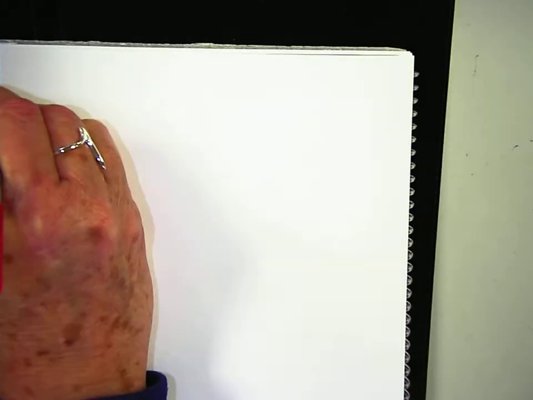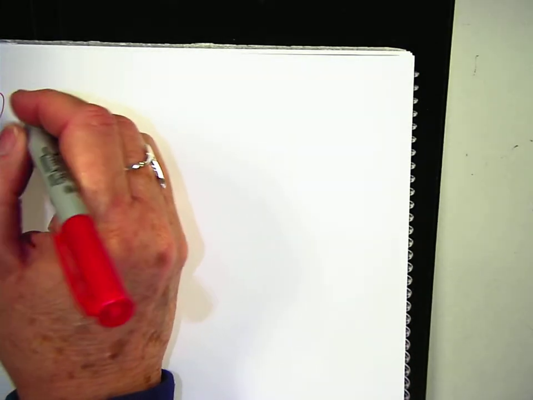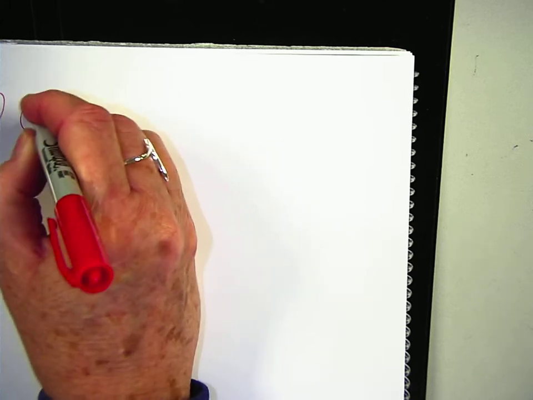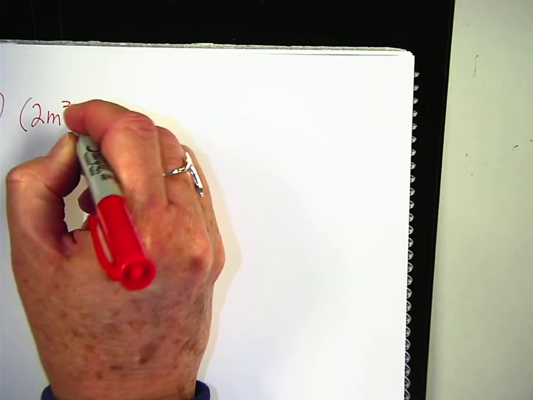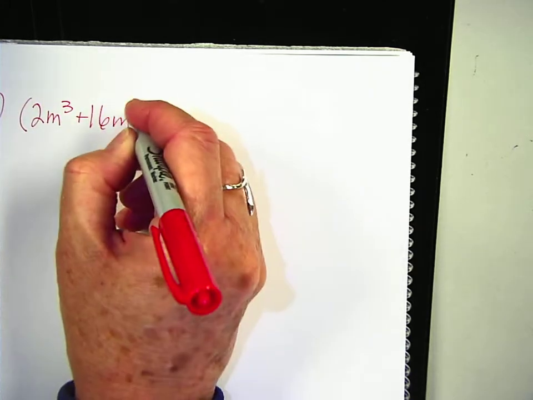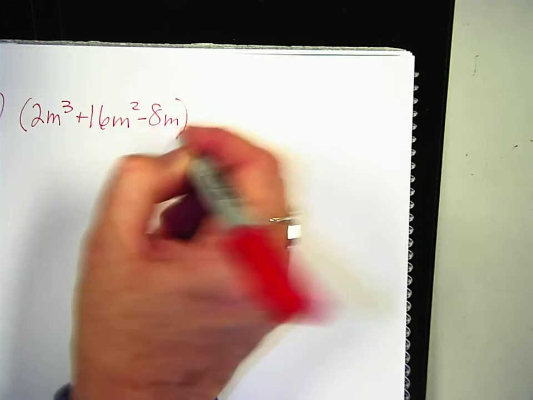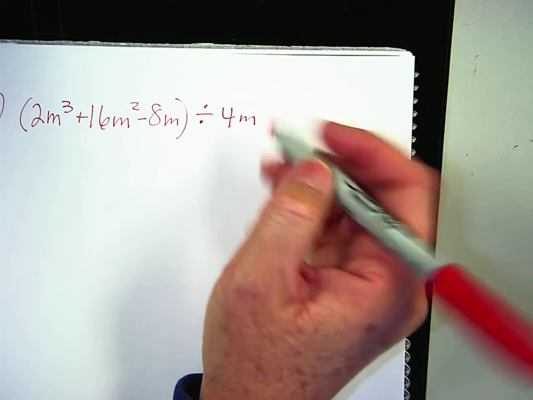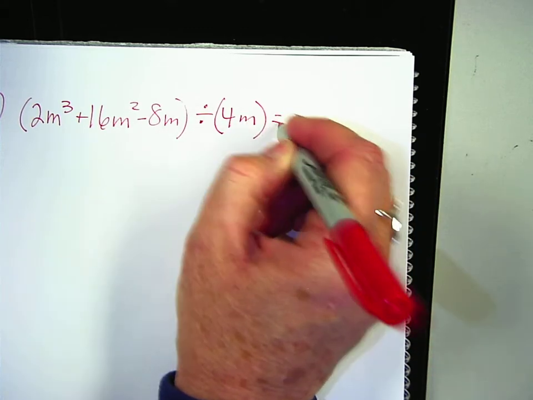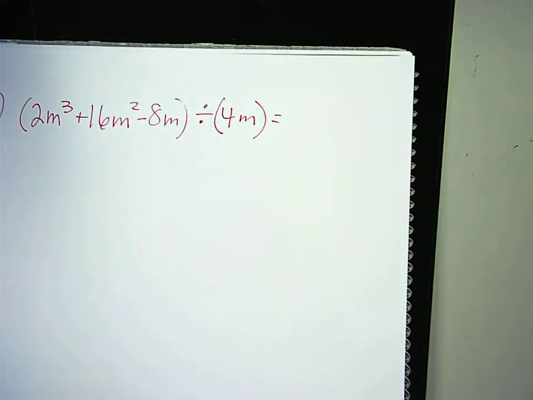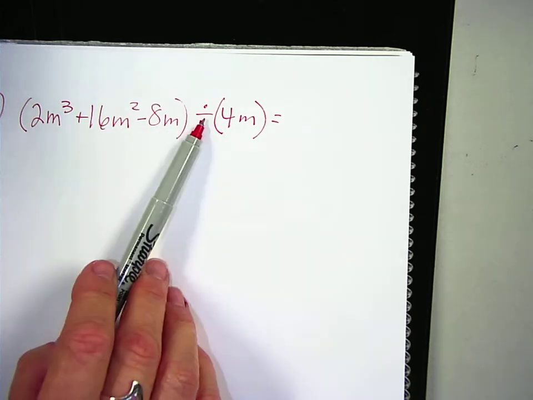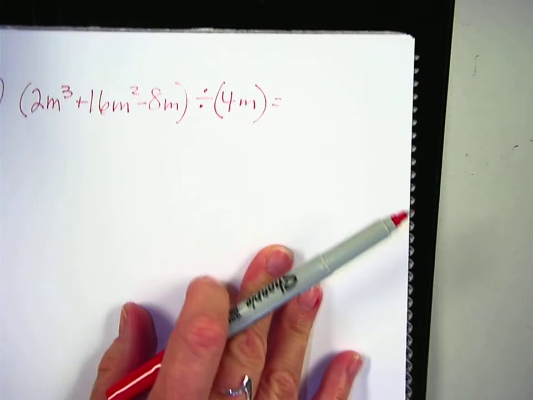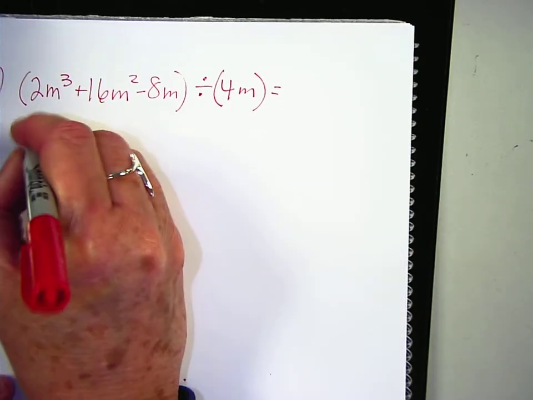Okay, Study Guide 10.0. We're on number 9. And number 9 says, if I have this trinomial and it's being divided by this monomial, how do I do that? Trinomial divided by a monomial. Well, if I wrote it another way, perhaps that would help you.